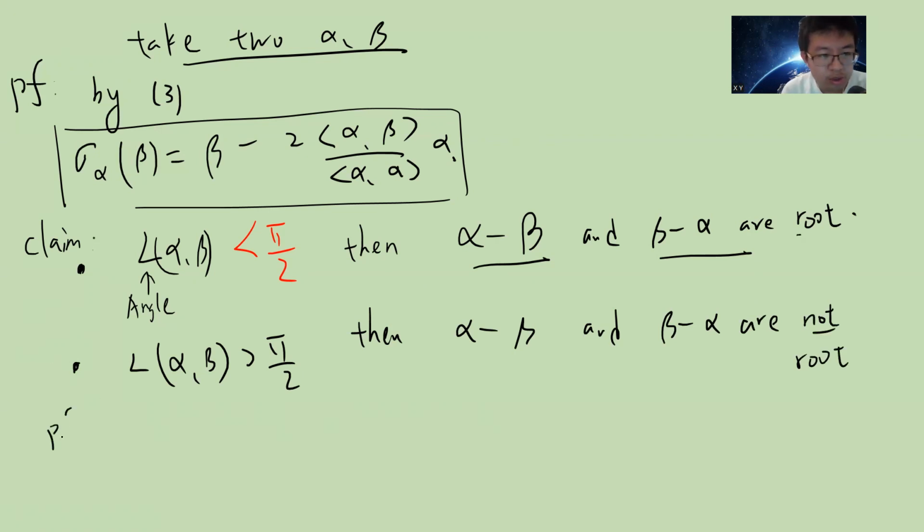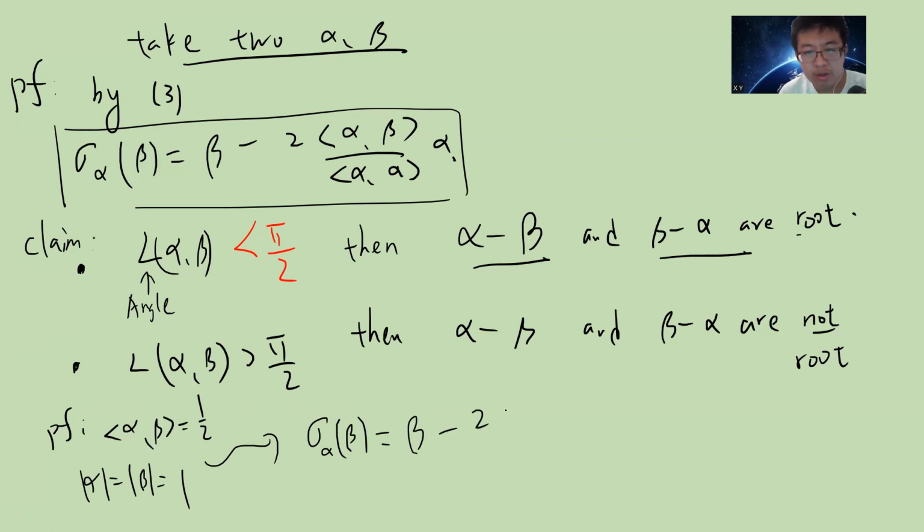Okay, so let me just quickly go through a proof. Let me just prove a simple case. Suppose you take its half. Let's assume that alpha and beta have length 1, so let's normalize them. Then you can see that sigma alpha beta equals beta minus 2 times alpha, right? So it's beta minus alpha. Okay, so beta minus alpha is a root. And then if you do the reverse, you can show that alpha and beta are roots. If there is a negative here, then alpha minus beta or beta minus alpha are not roots. Okay, so this is very simple, and the rest you can try to prove.